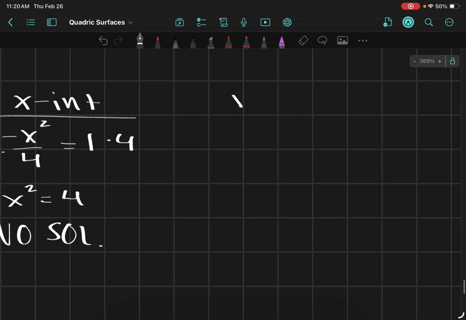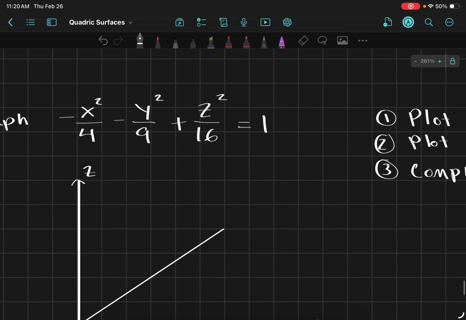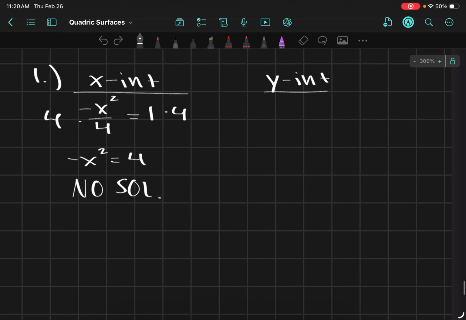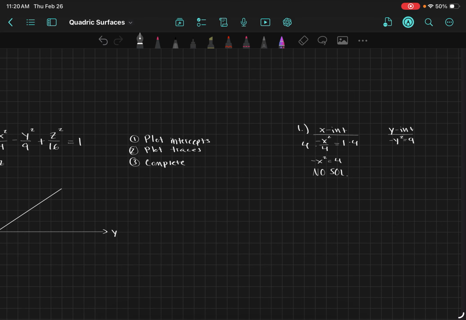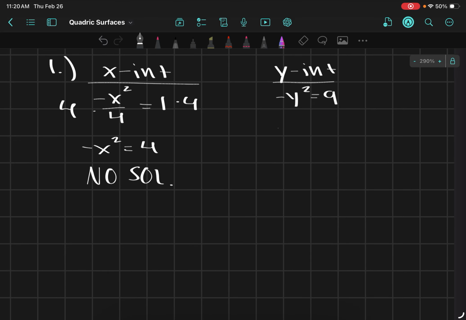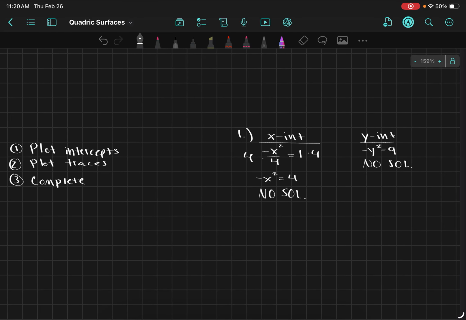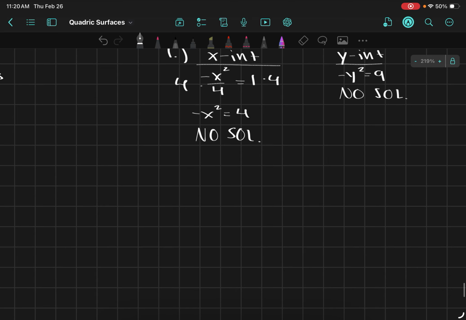Let's go to our y-intercept. Spoiler alert, it's going to be the exact same thing. X squared over 4 equal to 0, z squared over 16 equal to 0. We have negative y squared over 9 is equal to 1. Skipping a step, negative y squared is equal to 9. No solution either. Wow. Oh, I actually don't have room for my z-intercept this time.